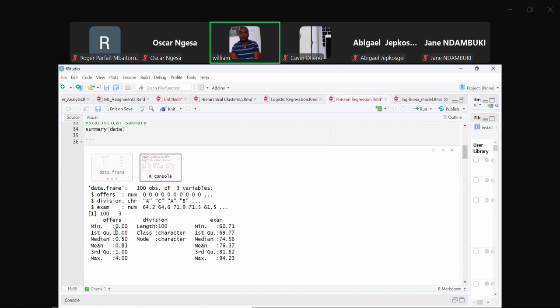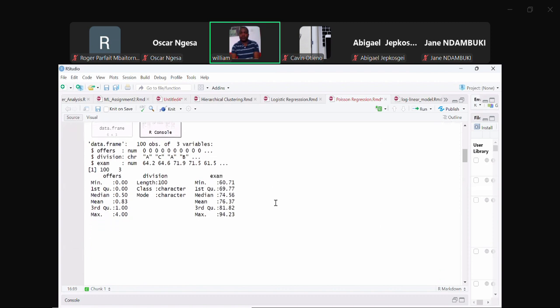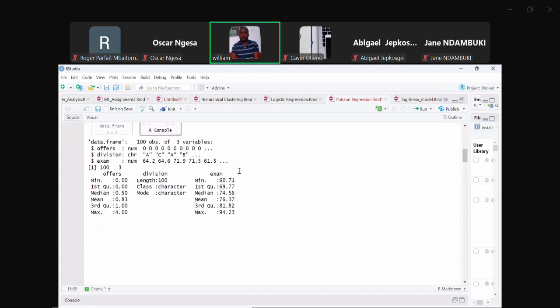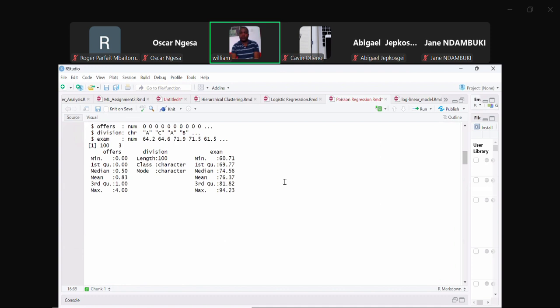If we look at the offers, the minimum is 0, meaning we have guys who didn't receive any offer, and the maximum is 4, meaning some even received 4. If we look at the exams, the minimum was 60.7 and the maximum was 94.25. Now, between these 2 variables, which one is more statistically significant? We are going to see as we proceed.